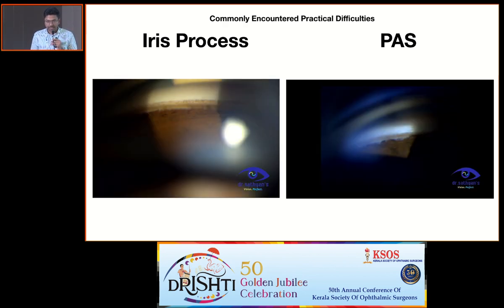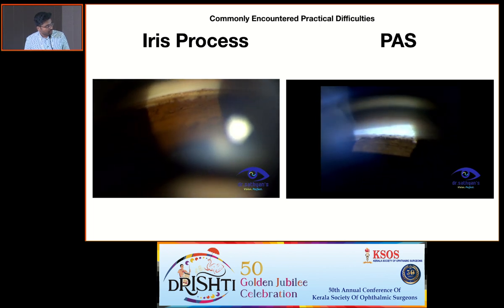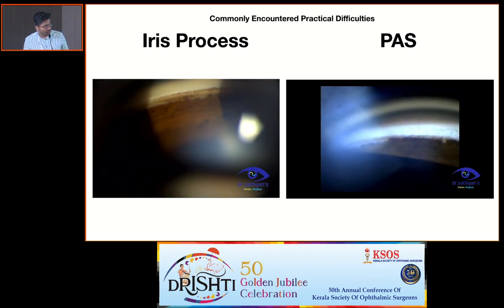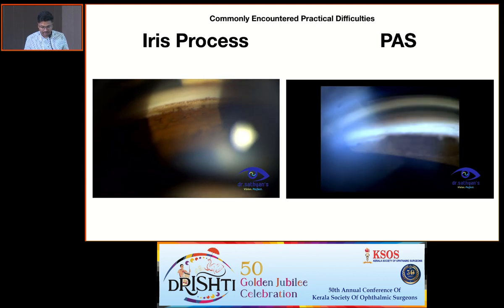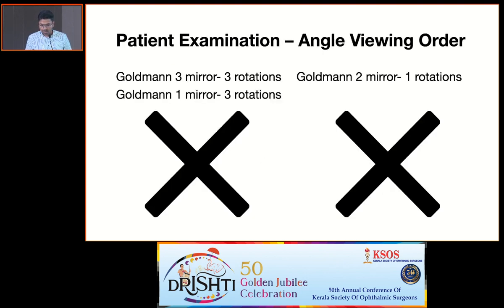So we will be seeing the animated image and a clinical video in this. On the right side, you'll be seeing the iris process as a real-time image, and towards your left you will be visualizing the peripheral anterior synechiae. I think everyone here can appreciate the peripheral anterior synechiae. So let's go on to the animated image, in which you can see the iris process at the top and then the peripheral anterior synechiae in the other half of the image. So let's go to the angle viewing order.